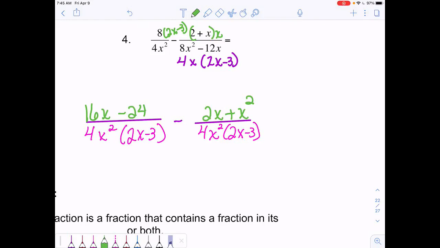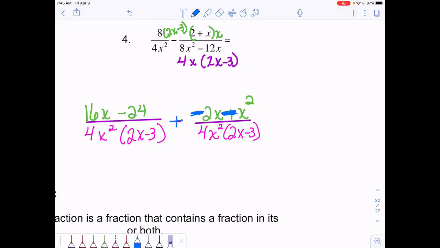There's a 2 plus an x. We have a 4 and an x and a 2x minus 3, but we don't have the x squared. So we need to multiply 2 plus x times x to give us 2x plus x squared. This is subtraction. Subtraction is really adding the opposite. So make sure you are taking the opposite of that second fraction, the entire numerator.